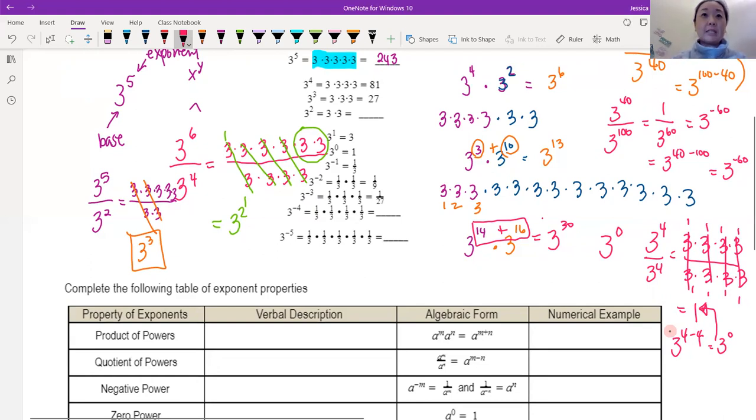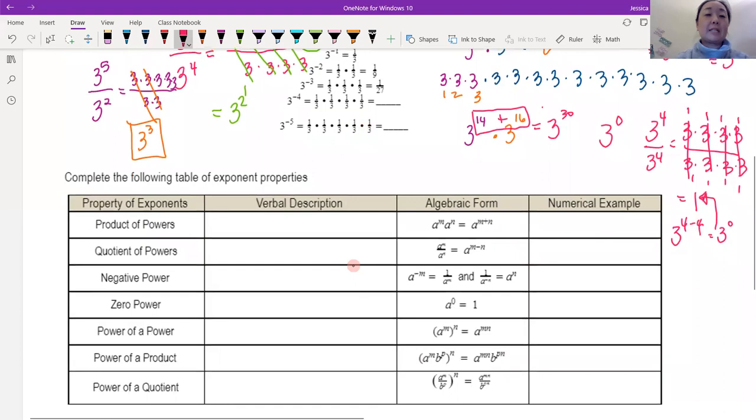All right, so let's take a look at this. Oh, and by the way, did you see 3 to the negative 5th power? If you notice, there are these 1/3 and 1/3. So notice all the 3's are on the bottom instead of on the top. Okay, so let's take a look at these.